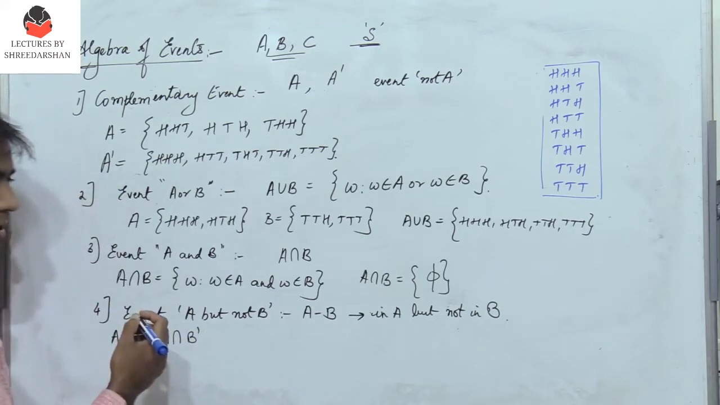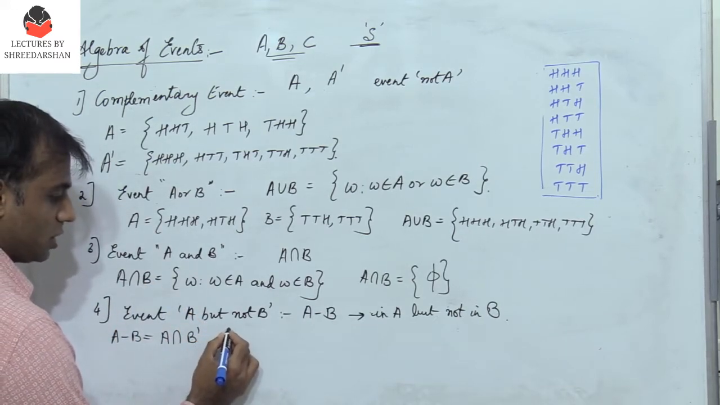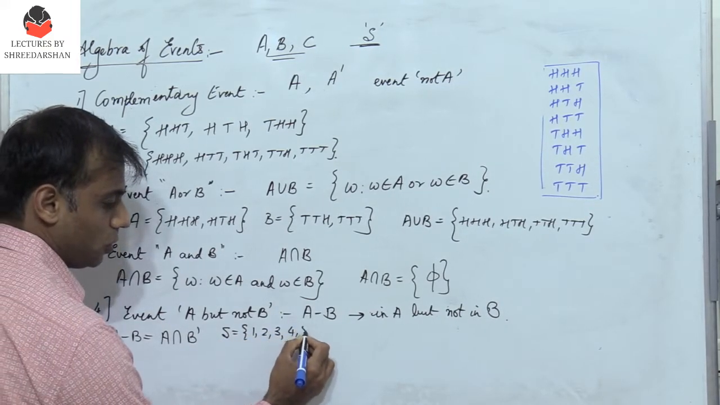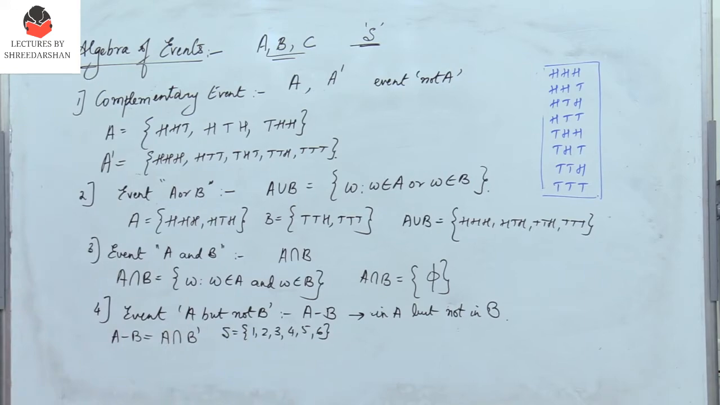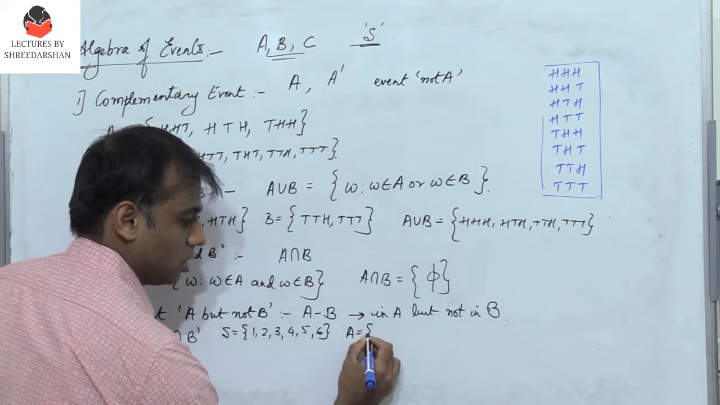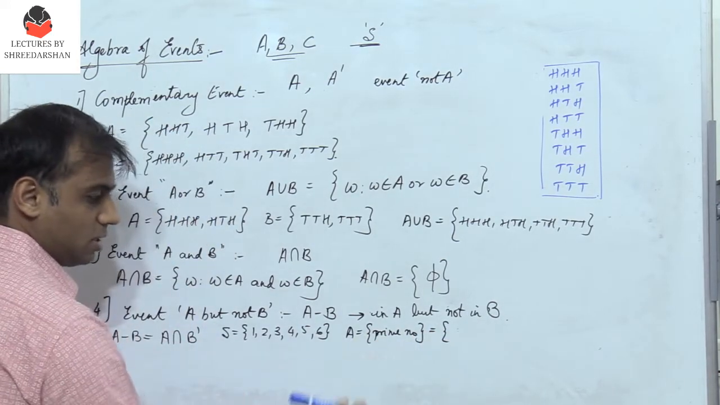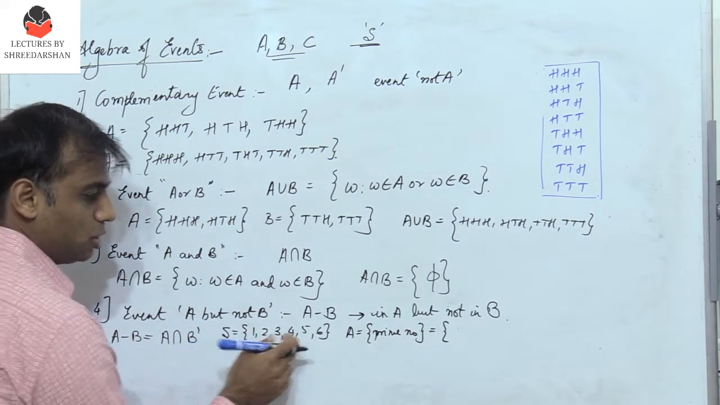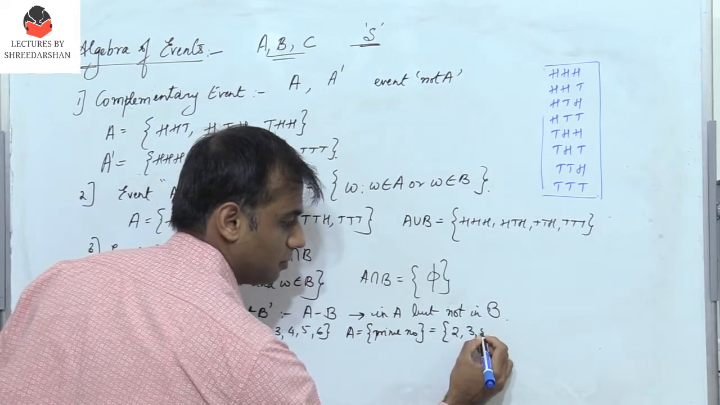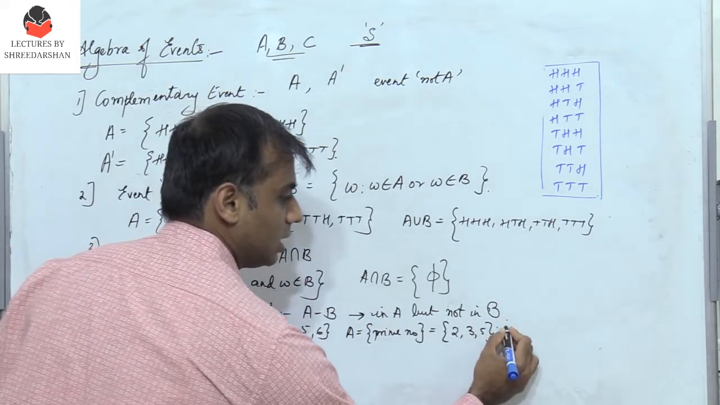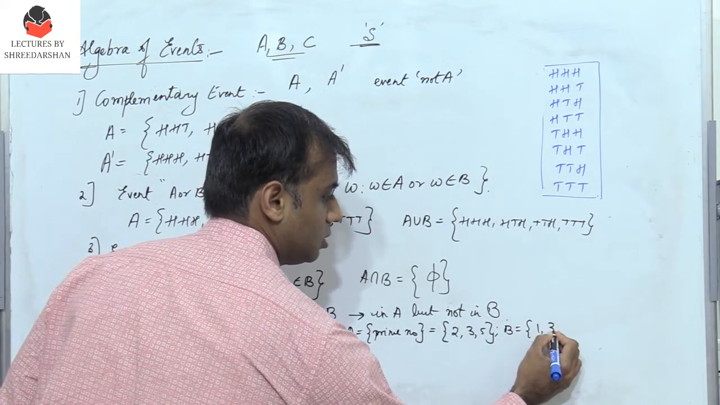Now suppose I consider throwing a die. So the sample space is 1, 2, 3, 4, 5 and 6. I consider event A, which is getting a prime number. So how do I define A? It is nothing but getting a prime number, so 2, 3, 5. And I have another event B, which defines getting an odd number, so it is 1, 3 and 5.